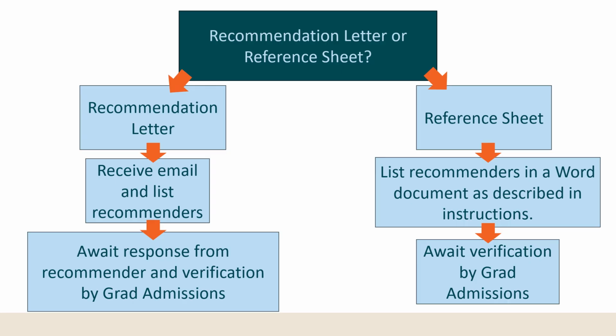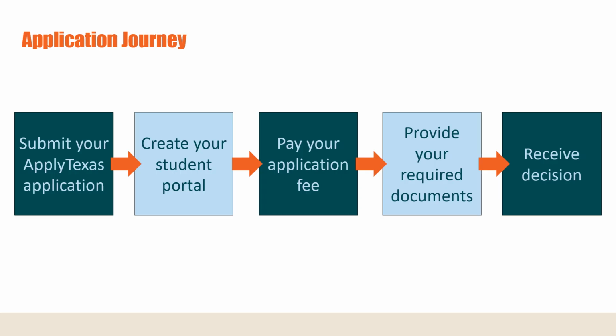If your program requires a reference sheet, you will need to list your references in a Word document. Instructions will be provided in your student portal next to the document checklist item. These instructions should include the number of references you should list and what contact information to provide. Do not upload a letter of recommendation in place of this, as this will not be accepted. If you are experiencing issues with either of these requirements, please contact Graduate Admissions at graduate@shsu.edu.